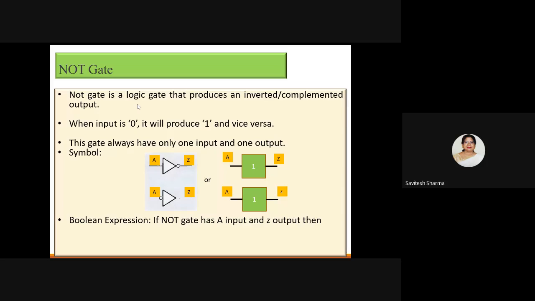Now the next point is the Boolean expression. Whatever function is performed by a particular gate, it will be expressed in terms of a Boolean expression. What is the use of a Boolean expression? Its use is to express the functionality of the logic gate in terms of Boolean algebra, in terms of an input and output. So let's say you are applying input A and getting output Z, then how will you express it in Boolean?